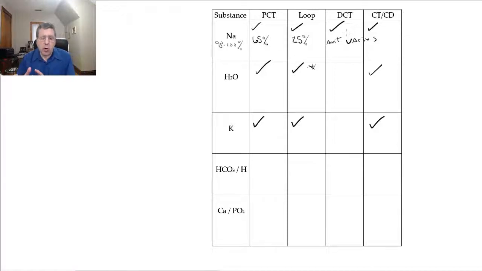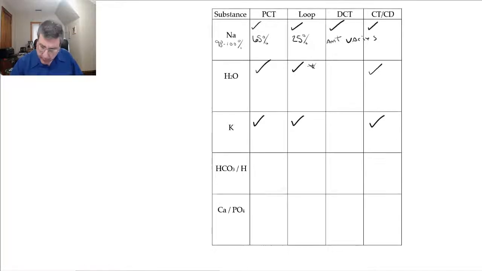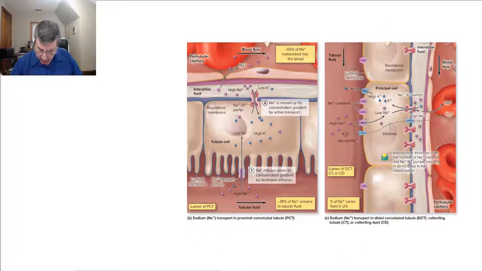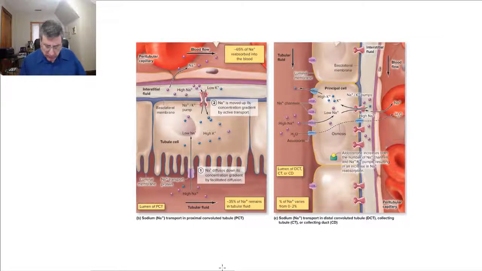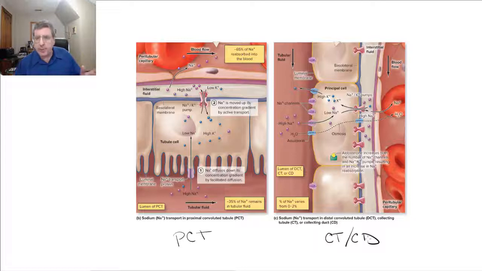Before we get into the hormones, let's look at how sodium is reabsorbed. Let's go down, and I think I have a picture here. Yeah, there we go. This first picture is your proximal convoluted tubule, and this is your collecting tubule, collecting duct area. So we're at both ends of the tubular system, okay? And it's going to be different in how it's reabsorbed.